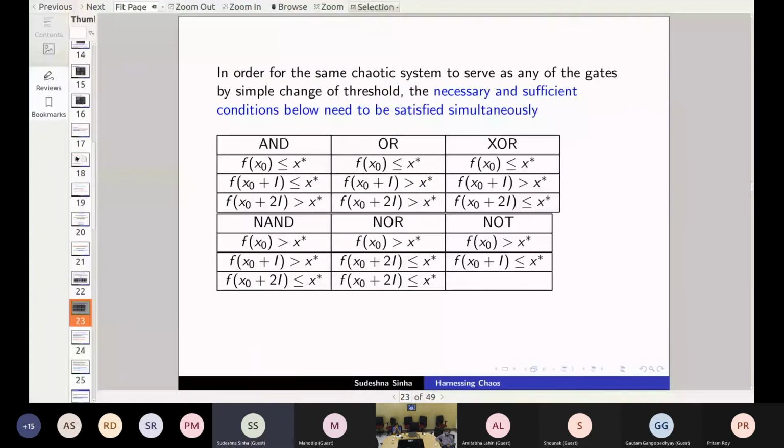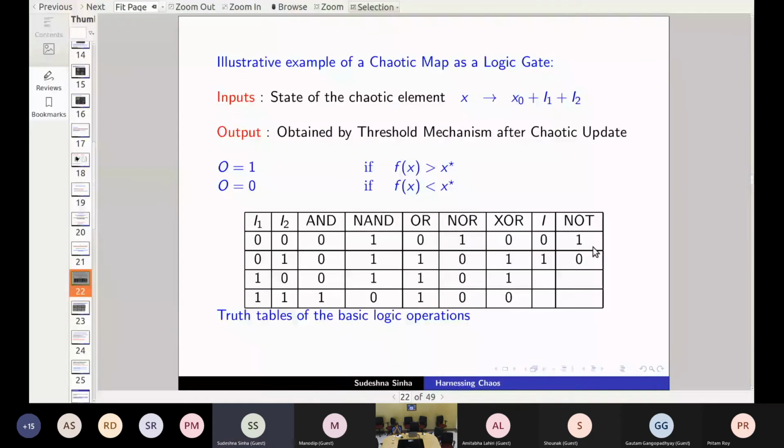Now, if I want to do it, what do I have to do mathematically? What I need to do is just this. I will need to satisfy this set of equations simultaneously. These are actually the necessary and sufficient conditions for this truth table here to hold, all of them, because I want all the operations. I'm greedy. I want all the logic operations to work with this one function.